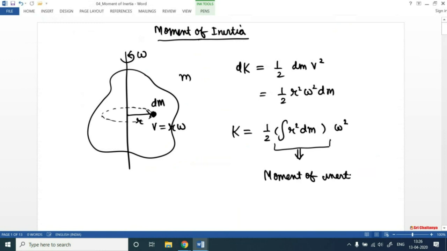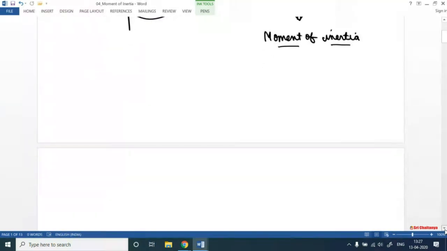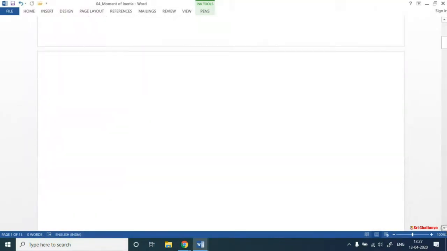This is a very, very important physical parameter, and this is basically known as the moment of inertia of this body. Always understand that whenever we define the moment of inertia of a rigid body, we define it with a given axis of rotation. Here this is the moment of inertia about this axis. Unless we mention the axis about which we are finding the moment of inertia, this term has no physical significance.